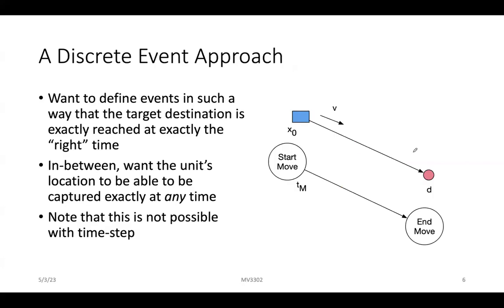Okay, but this isn't a time step course. This is a course in discrete event. So how can we do this in such a way that is consistent with the kind of things that we've been talking about?